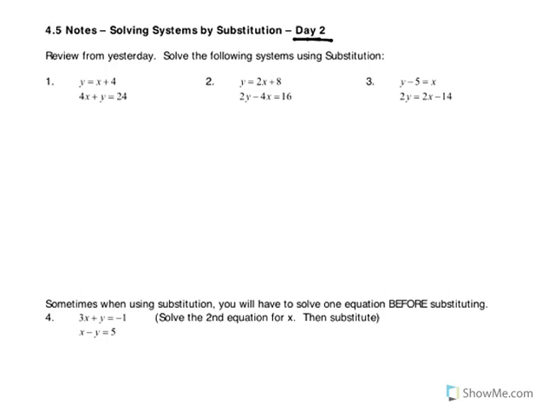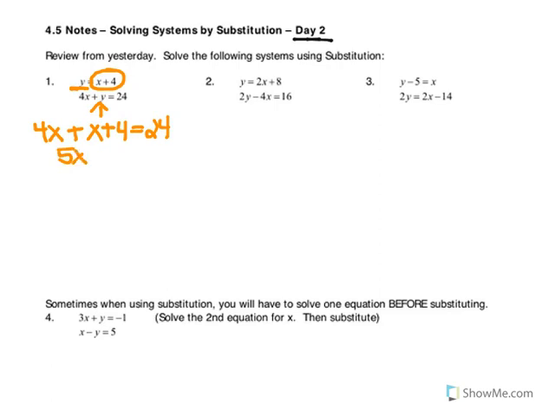On this first system of equations, we have y equals x plus 4 and 4x plus y equals 24. And so remember, we're always looking to isolate one of the variables. So on this one, y has already been solved, and so it's x plus 4. So we're going to plug that in for this y right here. So we're going to say 4x, and we're going to substitute x plus 4 for y equals 24. So now let's combine like terms.